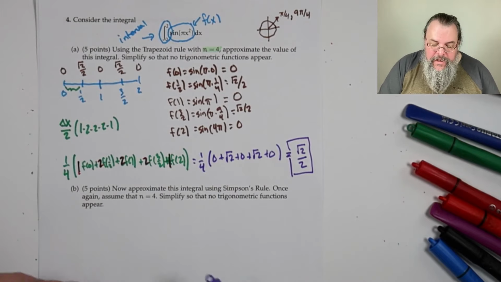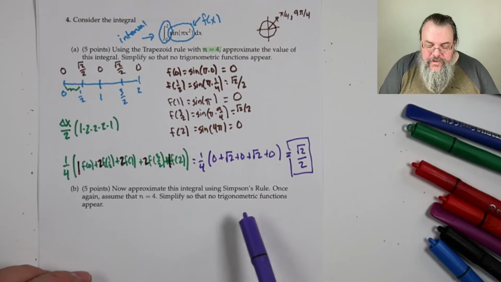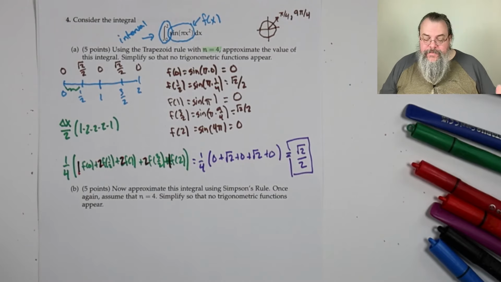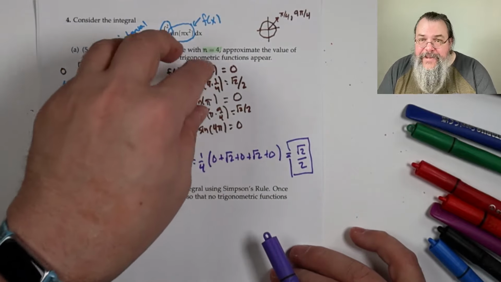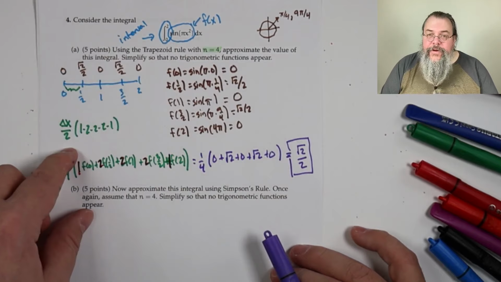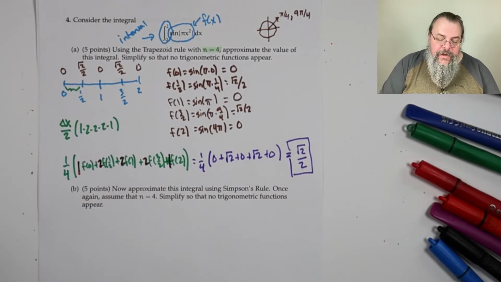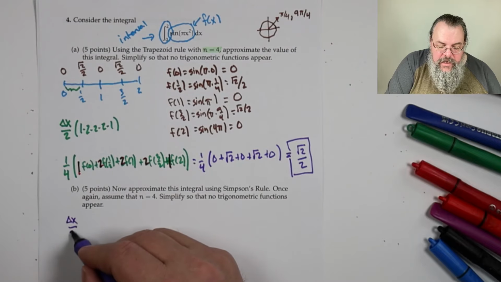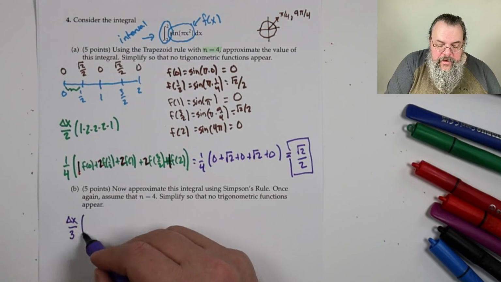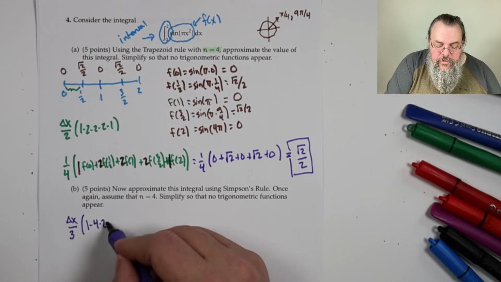Part B. Now approximate this integral using Simpson's rule. Once again, assume that n equals 4. Simplify so that no trigonometric functions appear. And so we're like, oh, we've done all the work. We have the data. So all we have to do is write down the formula for Simpson's. Now that has a different pattern. That's delta x over 3. And now the pattern is 1, 4, 2, 4, 1.